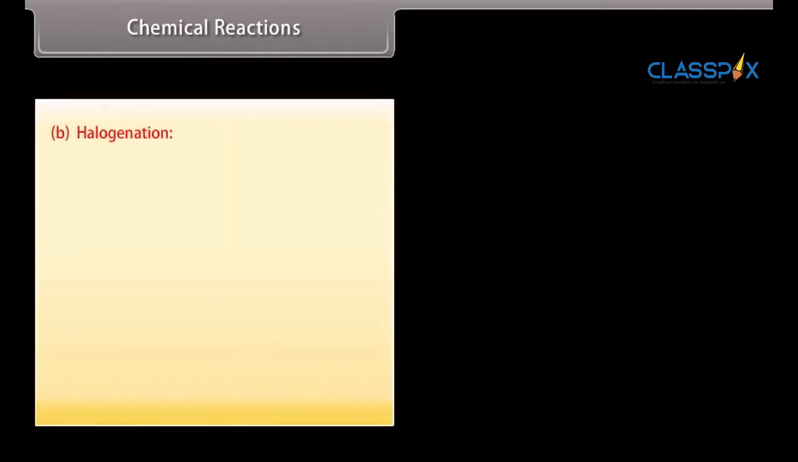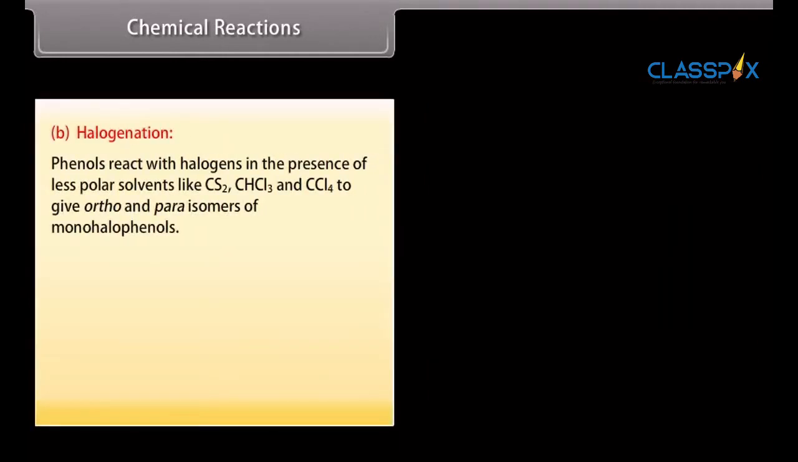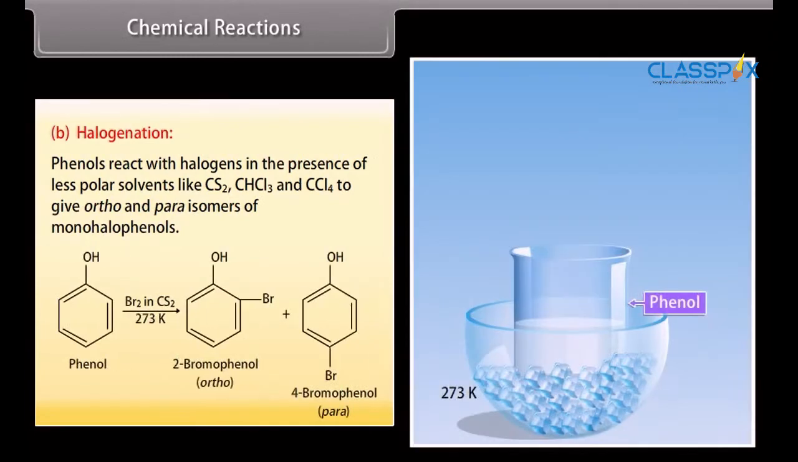Halogenation. Phenols react with halogens in the presence of less polar solvents like carbon disulfide, chloroform and carbon tetrachloride to give ortho and para isomers of monohalophenols. Bromine in carbon disulfide reacts with phenol and forms 2-bromophenol and 4-bromophenol.